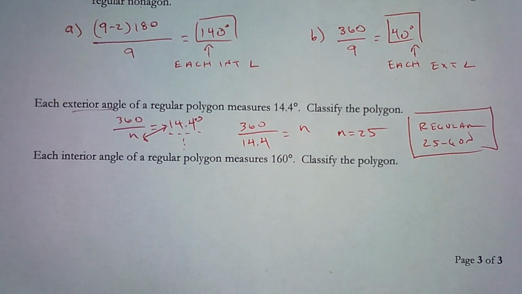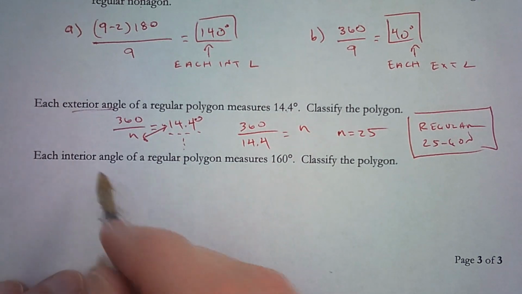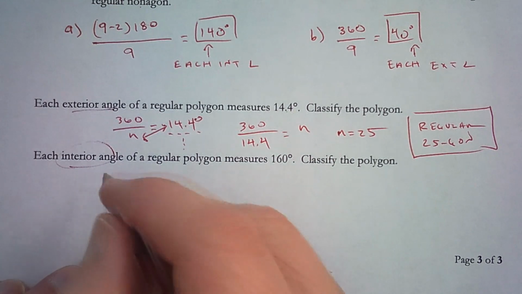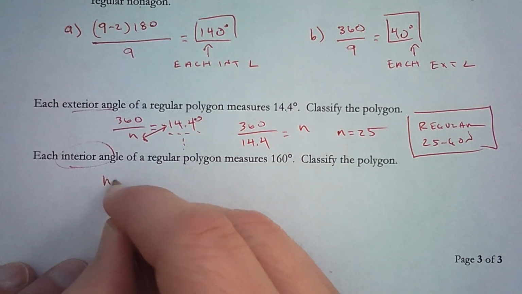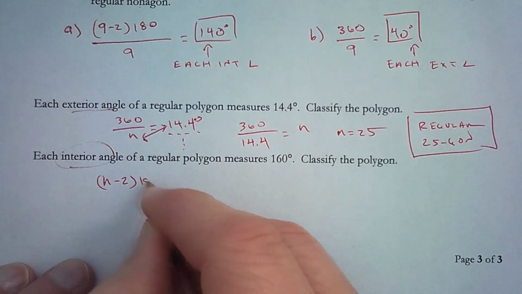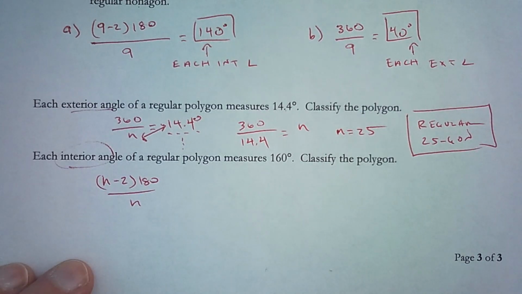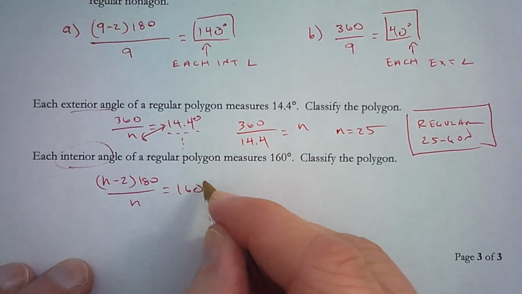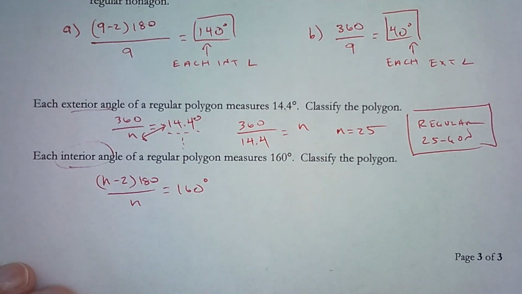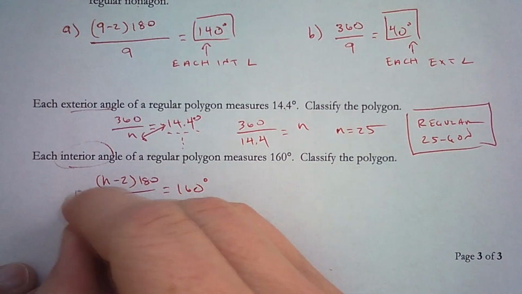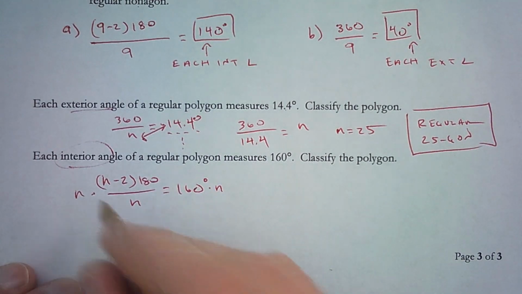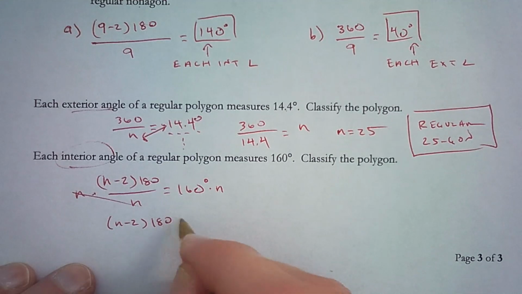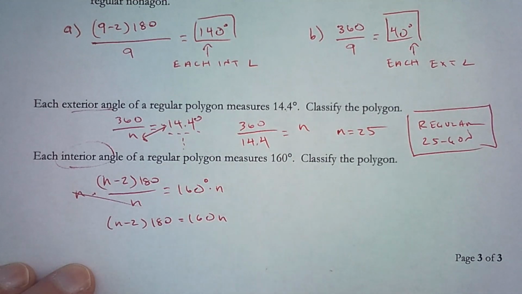What if each interior angle of a regular polygon is 160? So now it's interior angles. Each one is 160. Each interior angle of a regular polygon is found by n minus 2 times 180 divided by n. And in this case, it is equal to 160 degrees each. To solve this, let's multiply both sides by n. That cancels. So n minus 2 times 180 equals 160n.